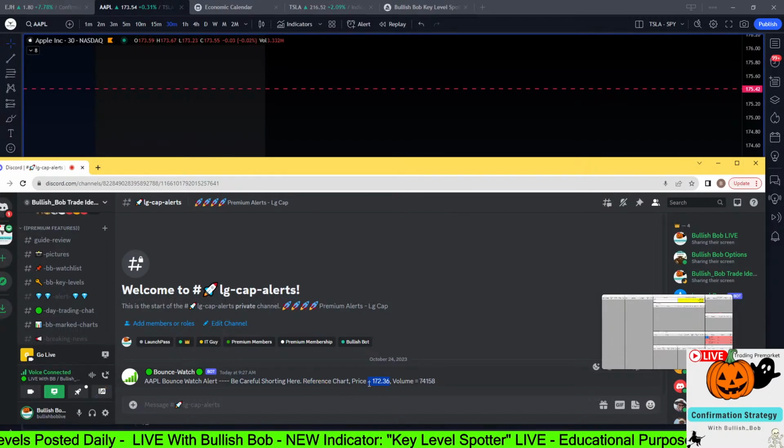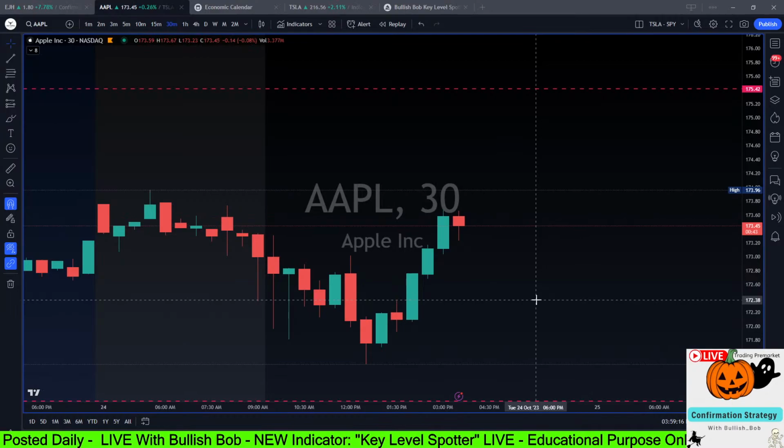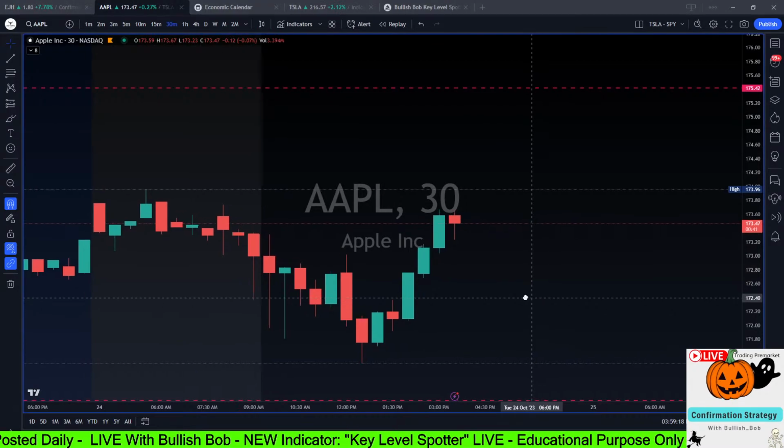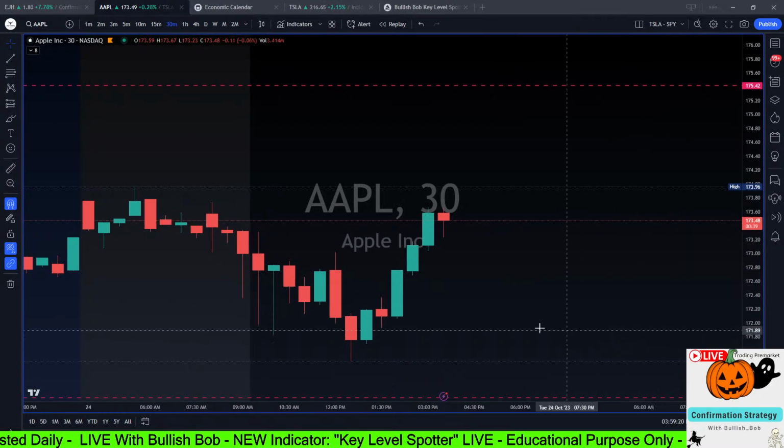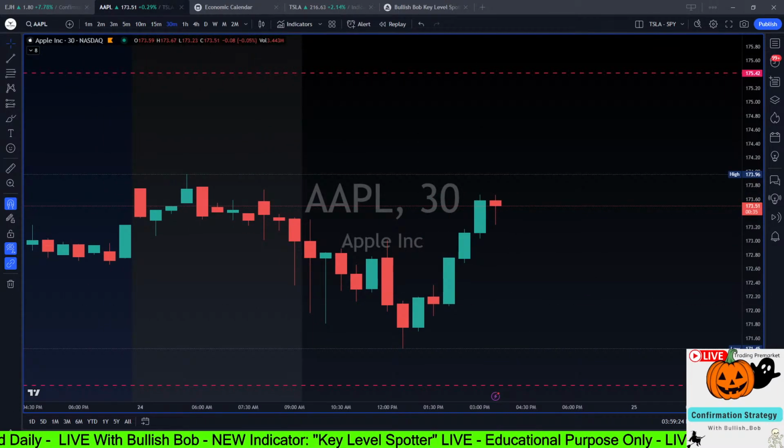Reference a chart, 172.36, and that's why we're taking a look here at Apple. 172.36 hit a high so far of 173.96 and a low of 171.45. So not a bad little bounce here on Apple, and this was right at market open. That was at 9:27 a.m. Eastern time. So that's pretty cool.